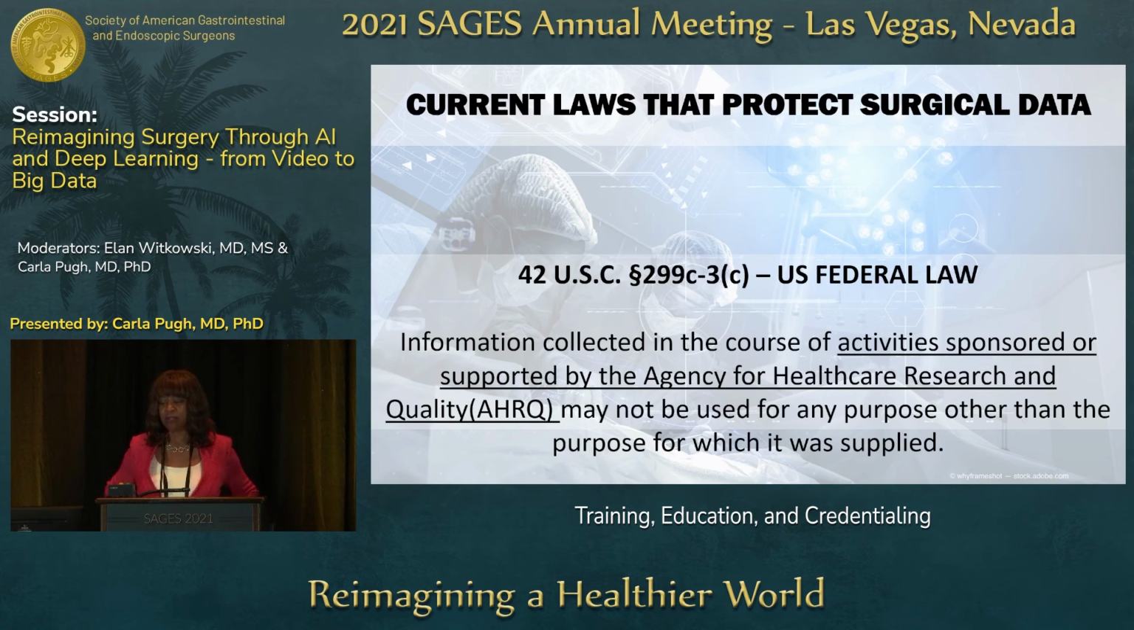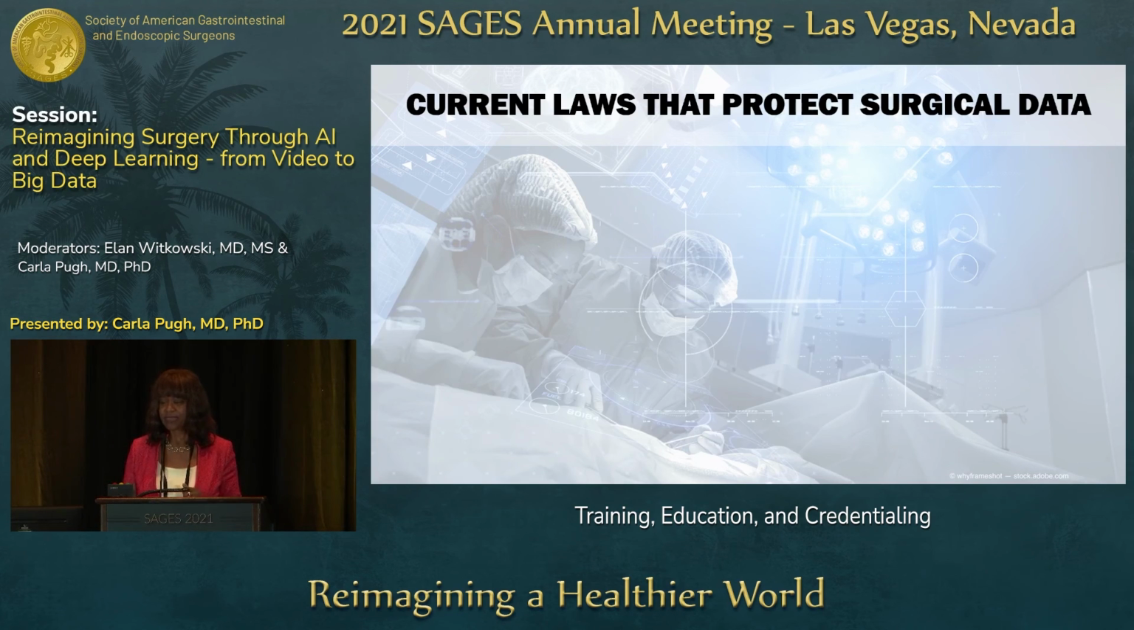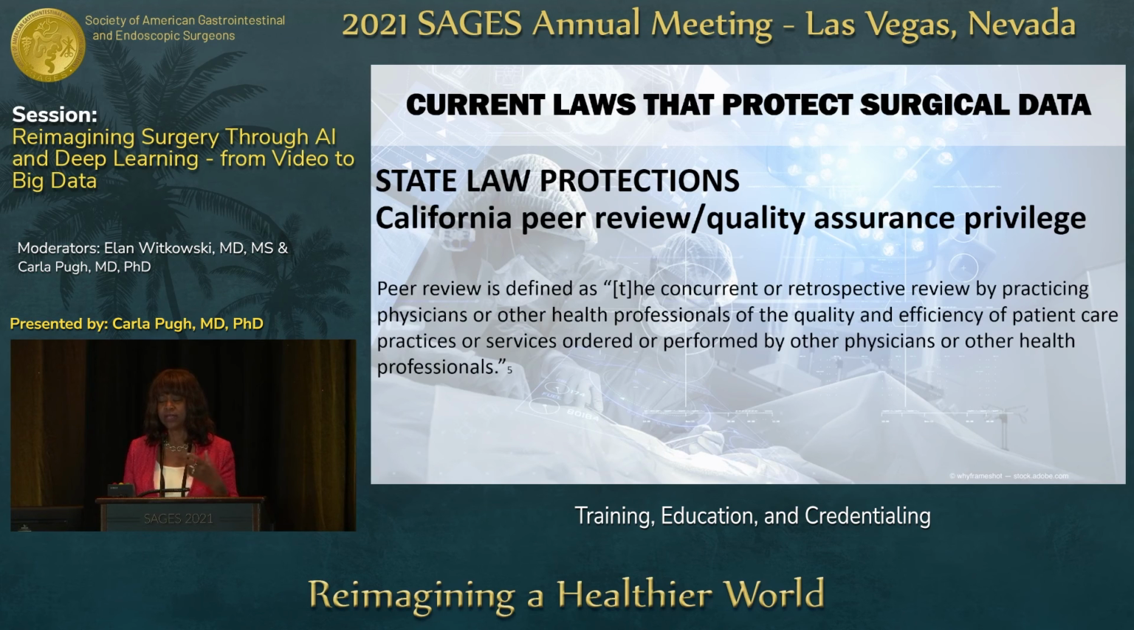There are some laws that are already in play, and this one is one of the federal laws. AHRQ: if you write a grant with AHRQ and they're collecting data, it is protected legally at the federal level, so it doesn't matter what state you're in. But how many of us have grants from AHRQ? So it's a beginning, but there's still more work to do. State laws, not every state has this. California does, where if you're doing it for quality assurance, then it's not discoverable. But again, it's a state law. There are loopholes at the federal level if you don't have the AHRQ. So there's still a lot of work to do.